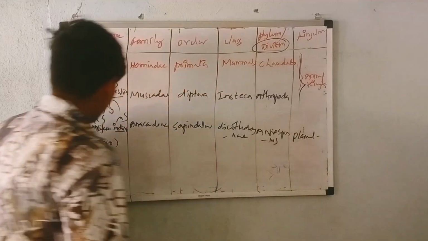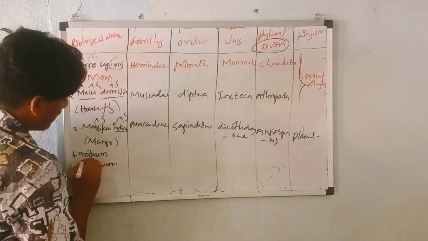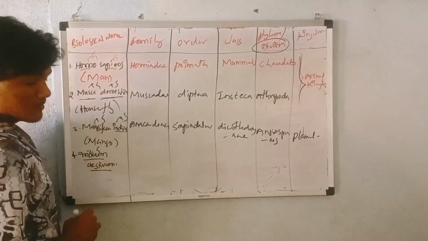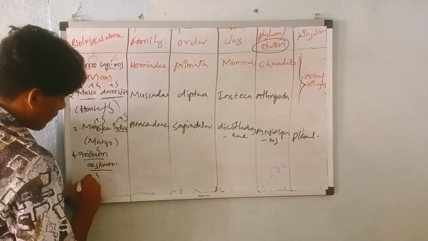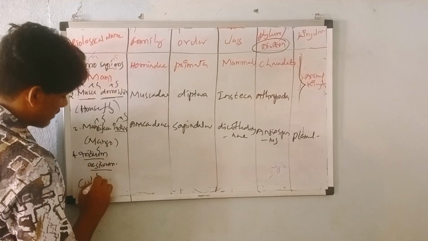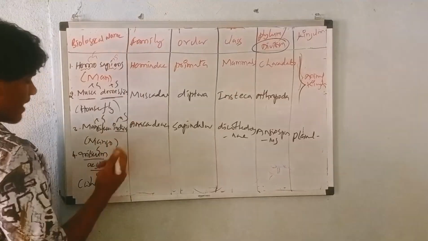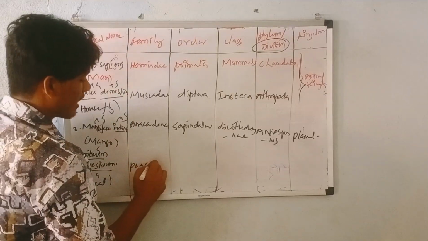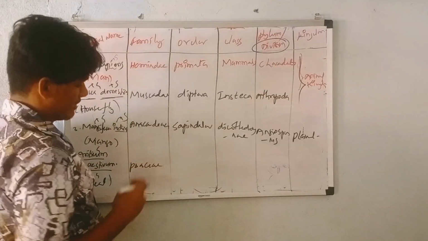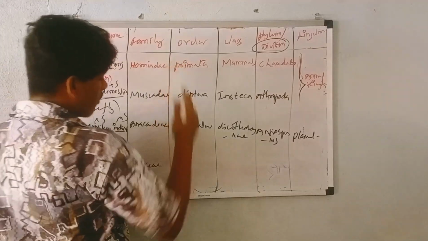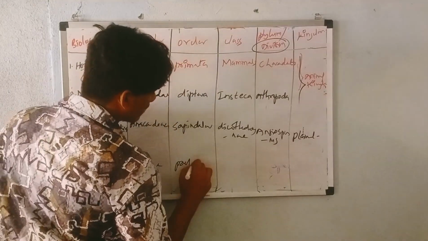In the case of Triticum aestivum, Triticum represents the genus, and aestivum represents the species. It is nothing but wheat. Here the family is Poaceae, which is the grass family. That is Poaceae. And the order is Poales.